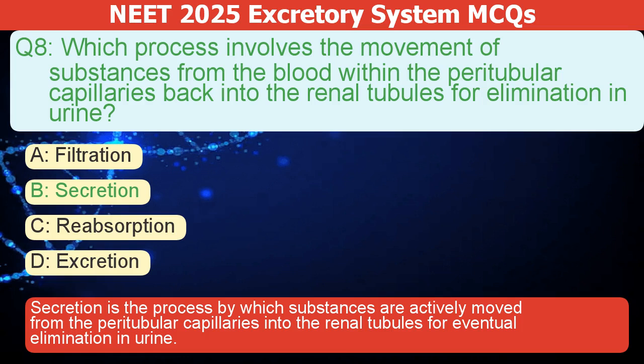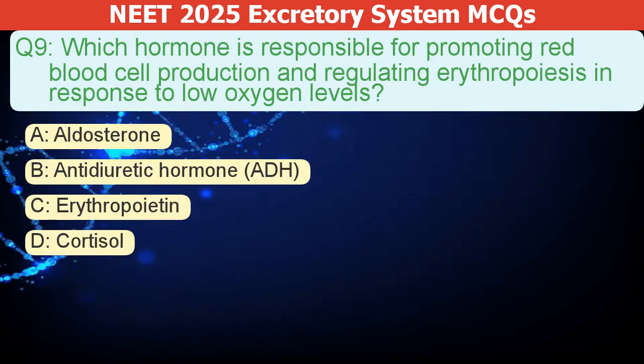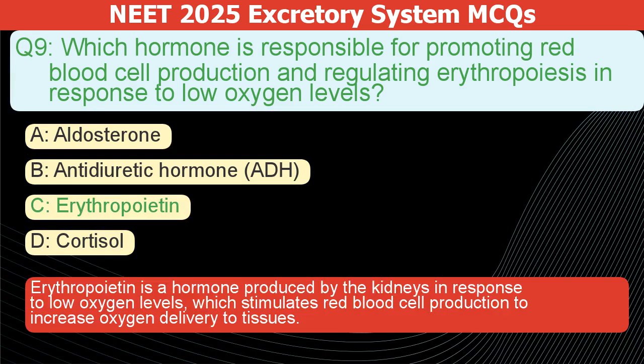elimination in urine. Which hormone makes red blood cells and controls their production when oxygen is low? A. Aldosterone. B. Antidiuretic hormone, or ADH. C. Erythropoietin. D. Cortisol. The correct answer is C. Erythropoietin is a hormone produced by the kidneys in response to low oxygen levels. This stimulates red blood cell production to increase oxygen delivery to tissues.